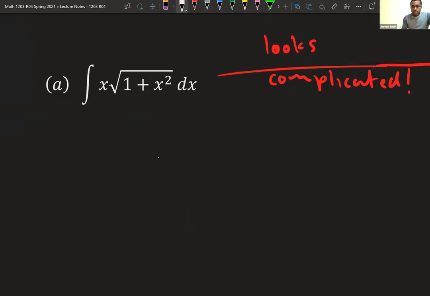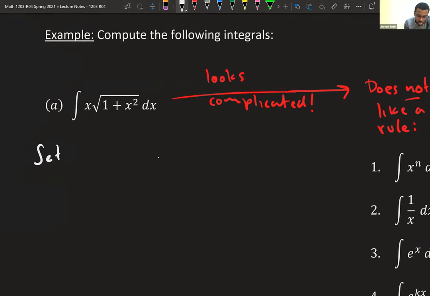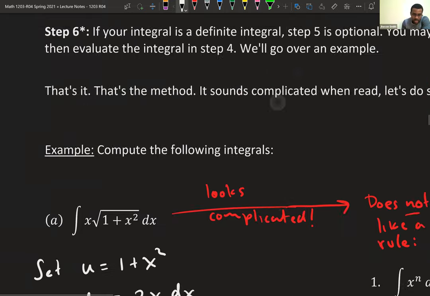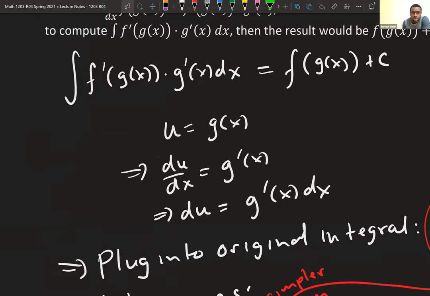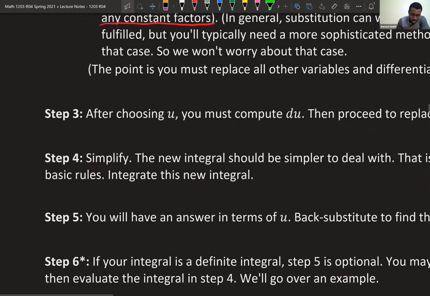What I would do here is set u equals 1 plus x squared, the thing under the radical. Then what we're going to do is find du. That was the next step. So you're going to differentiate the right side and then attach a dx to it. Now, why is there a dx there? I explained it up here, right? When you say u equals g of x, then du dx, the derivative of u with respect to x, will be equal to g prime, and then you multiply by the dx on both sides. So you get du is equal to g prime dx, right? So you have to solve for the du.